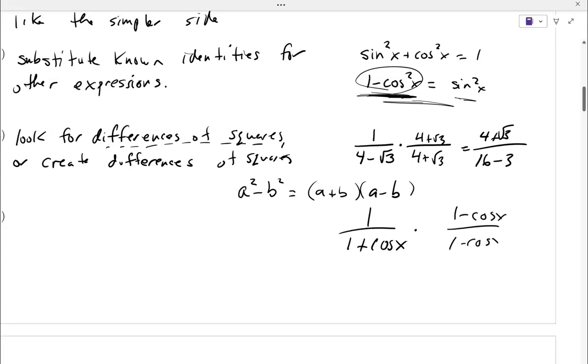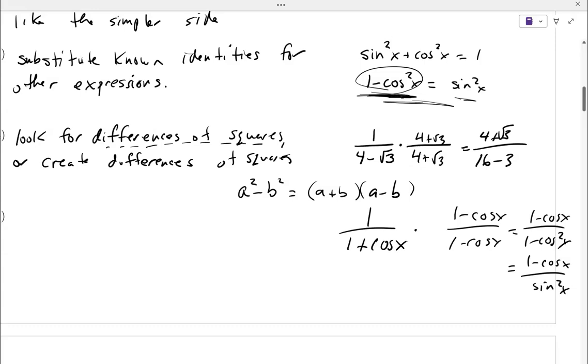Do that conjugate idea, and you get 1 minus cosine squared x, and now what do you get in the denominator? We get a sine squared x, right? So if you've got something without a square in it like this, maybe one of the tricks you might try is to multiply by a conjugate and see if you get a difference of squares.